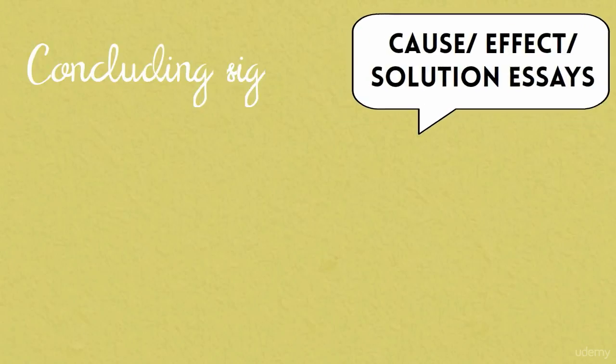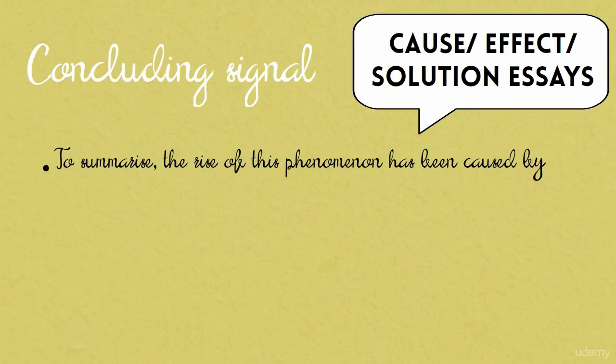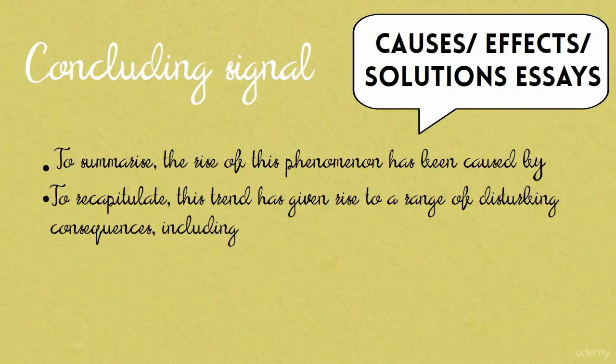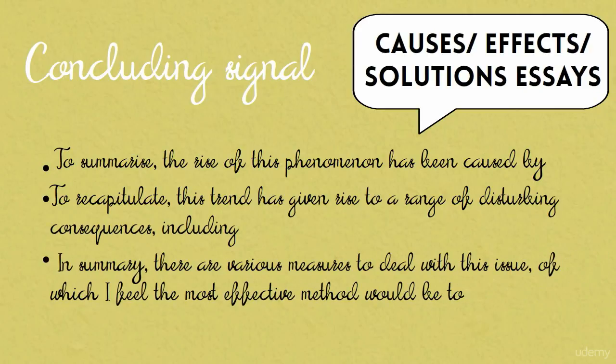For cause-effect solution essays, we can start the conclusion by saying, to summarize, the rise of this phenomenon has been caused by. To recapitulate, this trend has given rise to a range of disturbing consequences, including. In summary, there are various measures to deal with this issue, of which I feel the most effective method would be to.